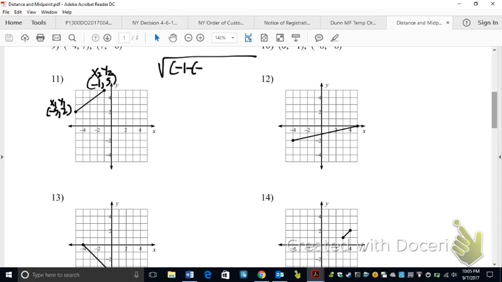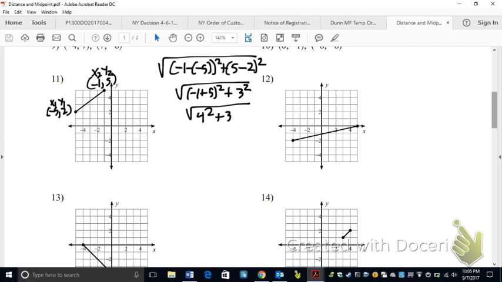x2, negative 1, minus a negative 5, that's our x1. We're going to square that, and then we're going to add to that y2, 5, minus y1, 2, squared. It's going to give us negative 1 plus 5 squared, plus 5 minus 2, or 3 squared. That's going to give us 4 squared plus 3 squared. And I just wrote 5 on the side, because this is a pattern that I want you guys to start recognizing. And this is a Pythagorean triplet, 3, 4, 5.